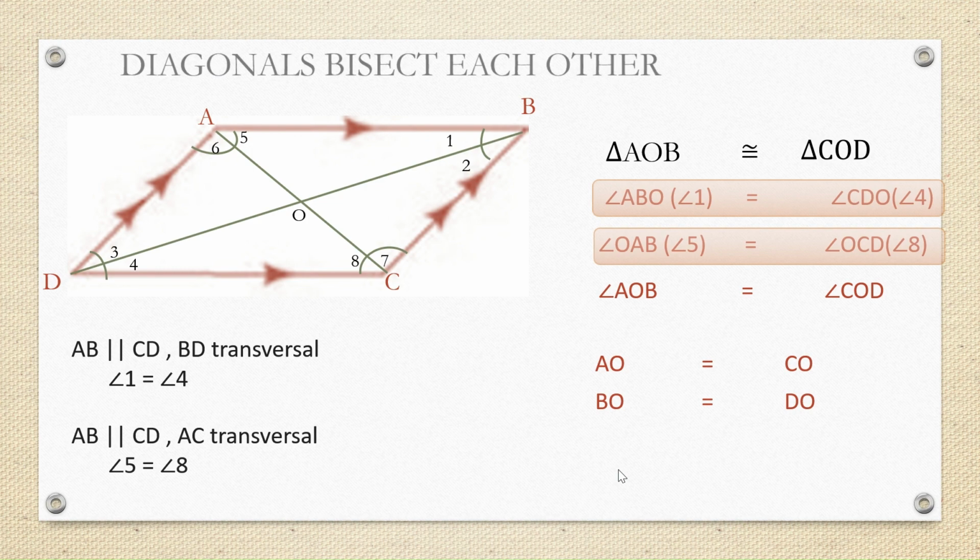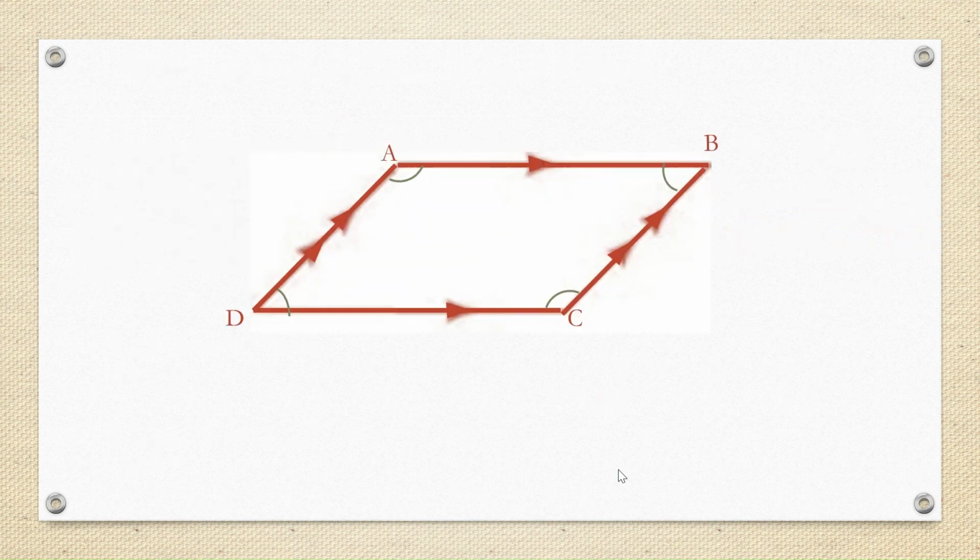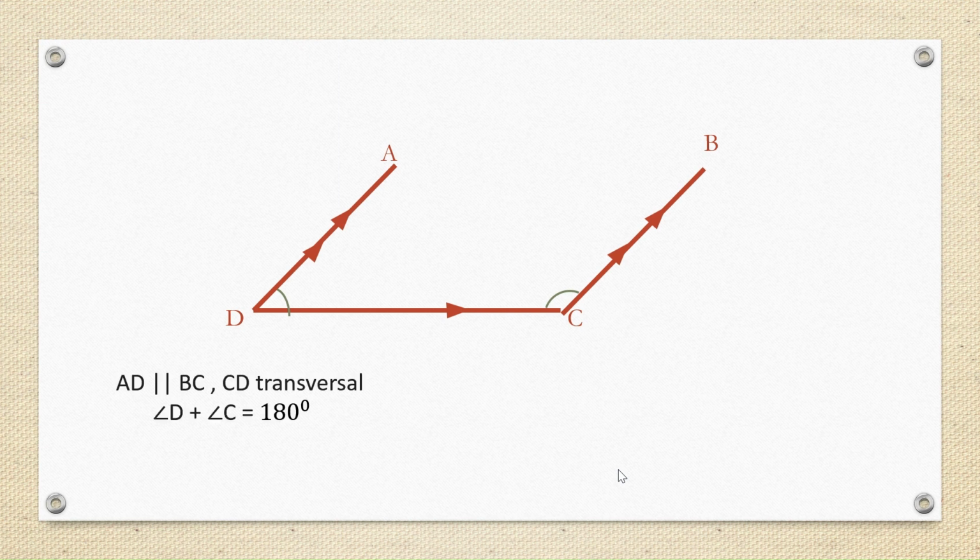The fourth property is all adjacent angles are supplementary. For that, consider the parallelogram. In this, consider any two parallel sides. Let us take AD and BC. For that, CD is a transversal, and angle C and angle D are on the same side of this transversal, and they lie within the parallel lines. So they are co-interior angles or consecutive angles. As per the properties of parallel lines, consecutive angles are supplementary. So we can write that angle C plus angle D equals 180 degrees.